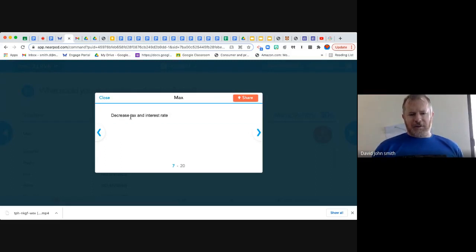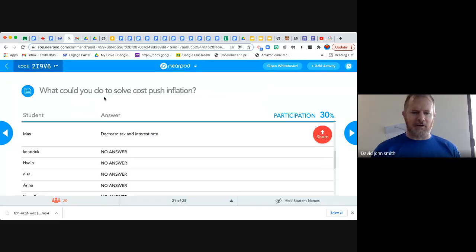Yeah, Max, you're onto something there, but we need to be a little bit more specific with regards to tax and what we mean by tax, and even interest rates. We need to be a bit more specific about how we think that is going to help in this scenario.